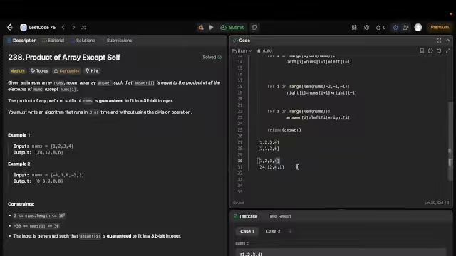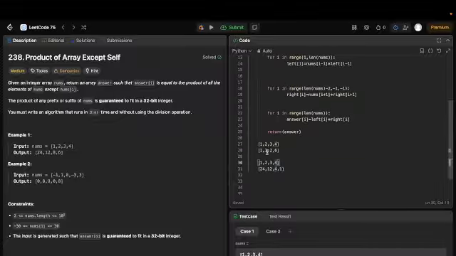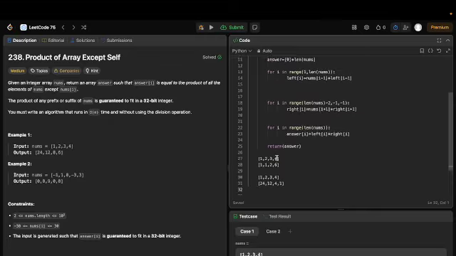And so after that, now you can see that for each number we have both its prefix and its suffix. So if we just multiply these two numbers together, we should get the array of numbers that we need. And that's basically what we do.